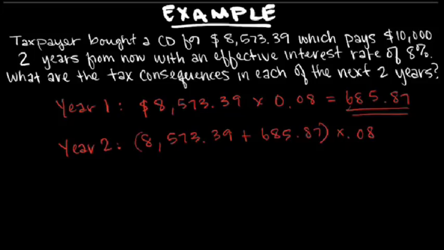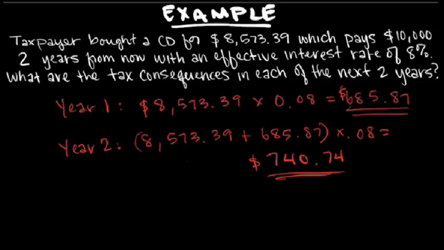This is because the new basis in his CD is now considered the sum of $8,573.39 plus $685.87, and that gives him taxable interest for year 2 of $740.74. That is the interest which he has to pay tax on in each year.